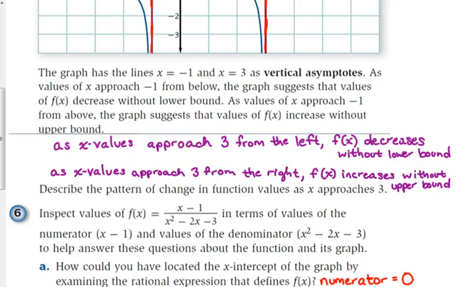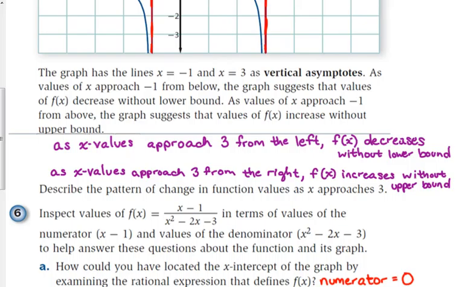Well, if your function is a fraction, what is the only way that a fraction can equal 0? If the numerator equals 0. Because if the denominator is 0, then it's undefined. Okay? If the denominator is 0, it's undefined. But if the numerator is 0, then the fraction can equal 0. So set the numerator equal to 0 to find your x-intercepts.